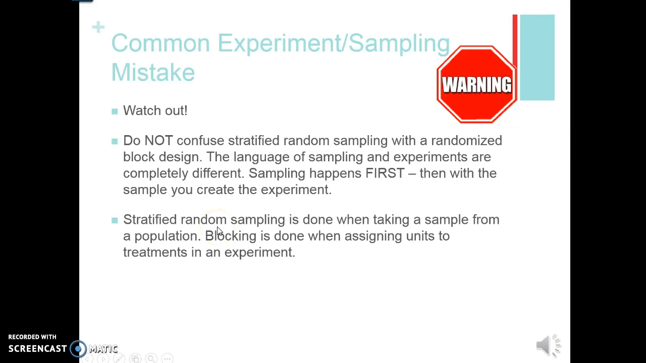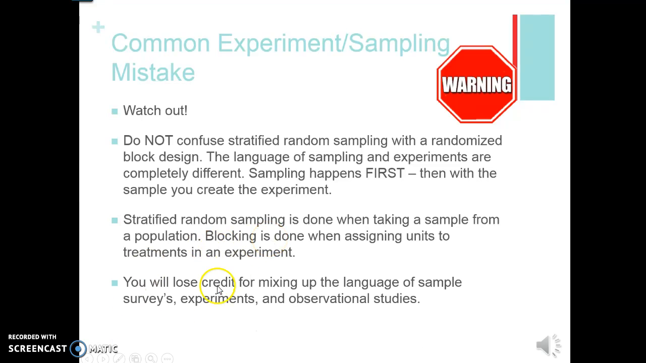Stratified random sampling is done when you take a sample from a population. Okay, so stratified random sampling is we're getting a sample from a population. Blocking is after that's completely done. It's whenever we're assigning units to treatments in our experiment. So we're taking this stratified random sample and using those people in the blocked experiment. So just be careful with that wording because you will lose full credit for mixing up the language of sample surveys, experiments, and observational studies. So for example, if you say, we're going to use stratified random blocking in order to create groups. No, keep them completely separate.